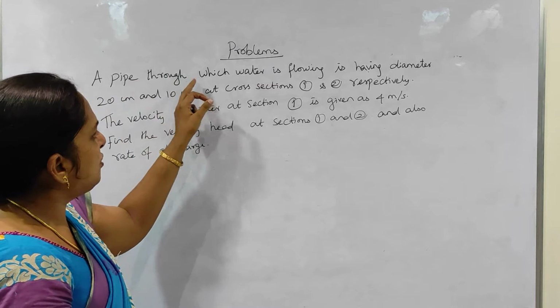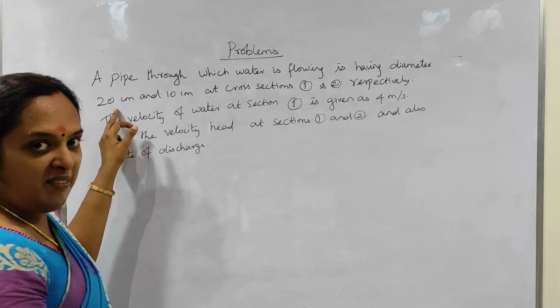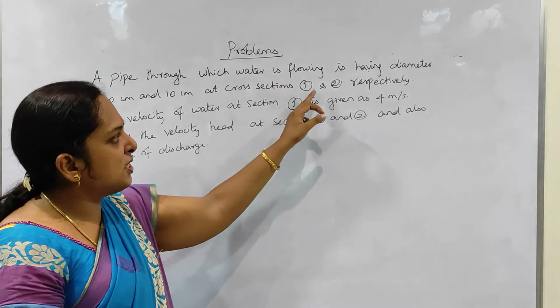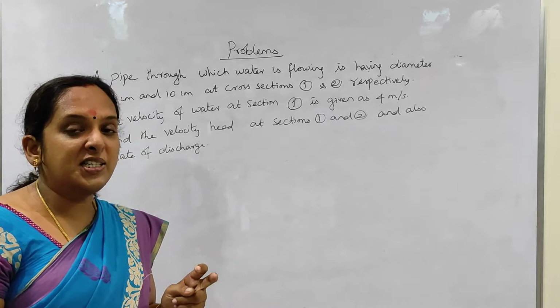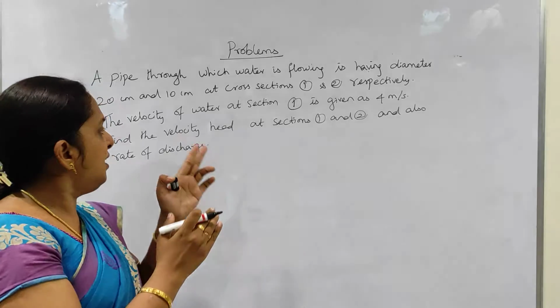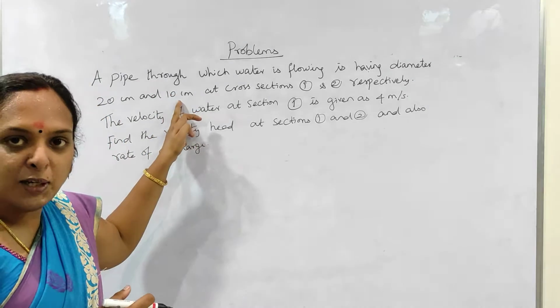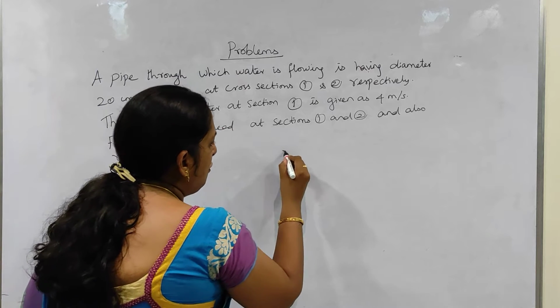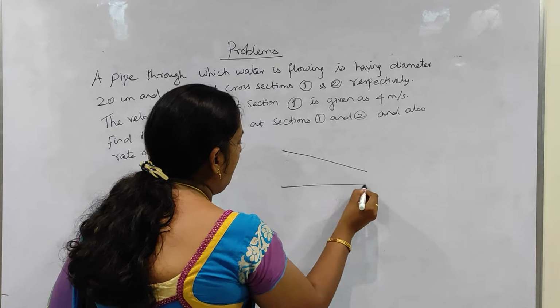A pipe through which water is flowing has a diameter of 20 centimeter and 10 centimeter at cross sections 1 and 2 respectively. What does it mean? The pipe is not of uniform diameter. At the first cross section it is 20 centimeter and at the other cross section it is 10 centimeter. Cross section 1 will be higher.